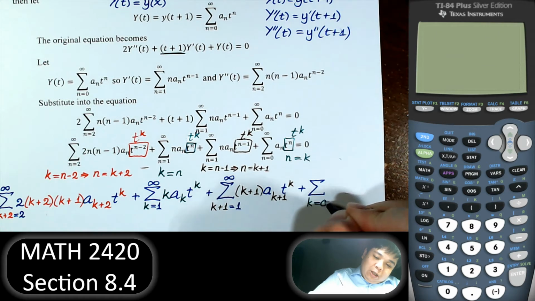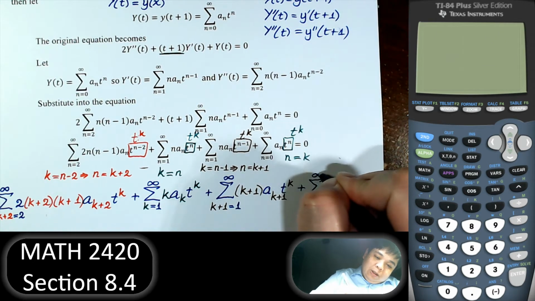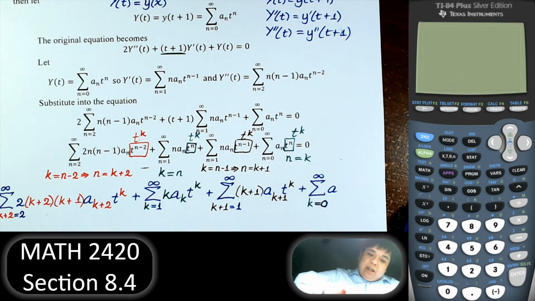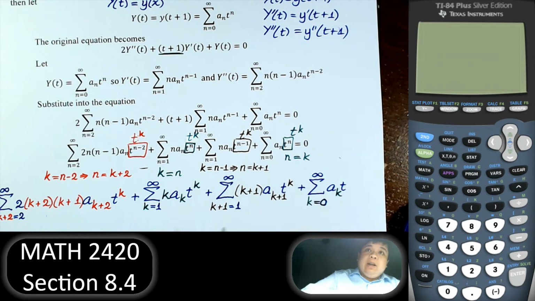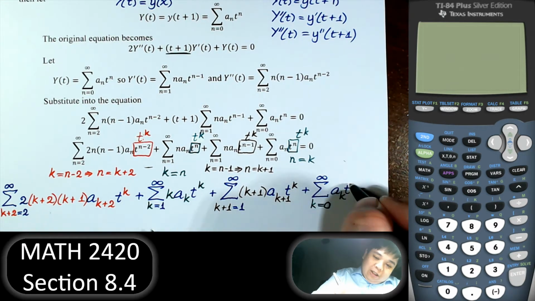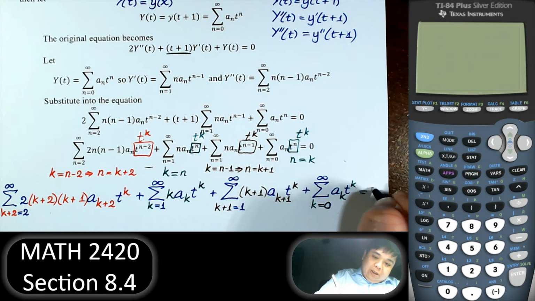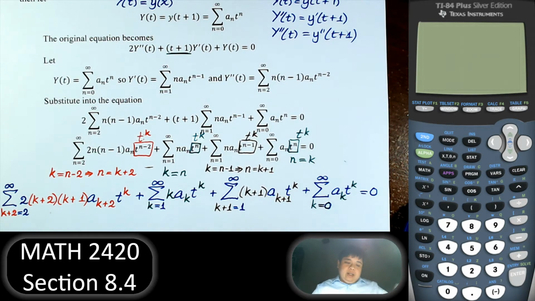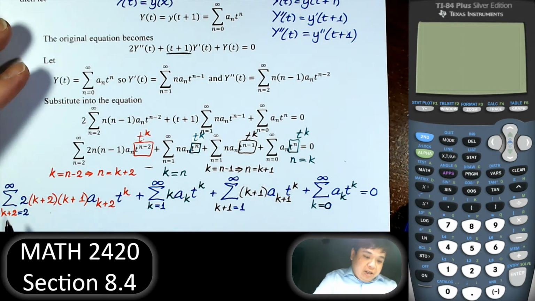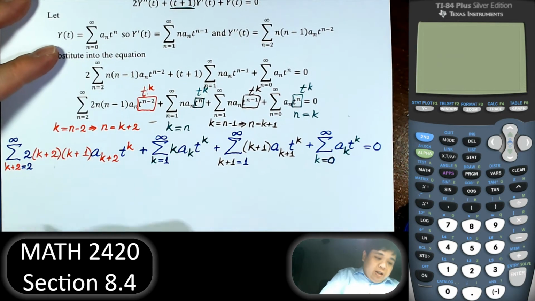K equal to 0, a n is equal to k, and n is equal to k, equal to 0. Right, good. Now let's rewrite this, simplify the series.